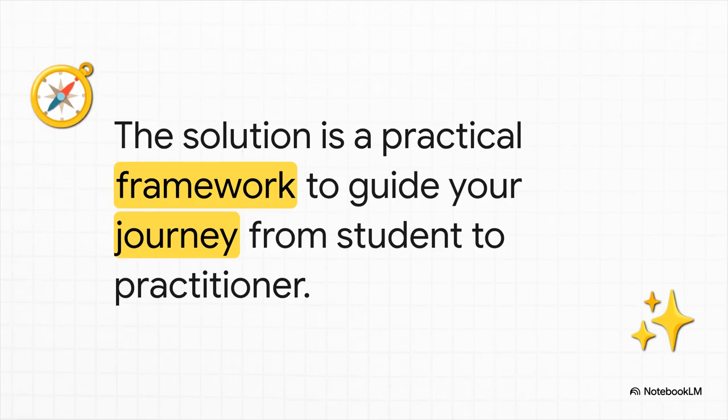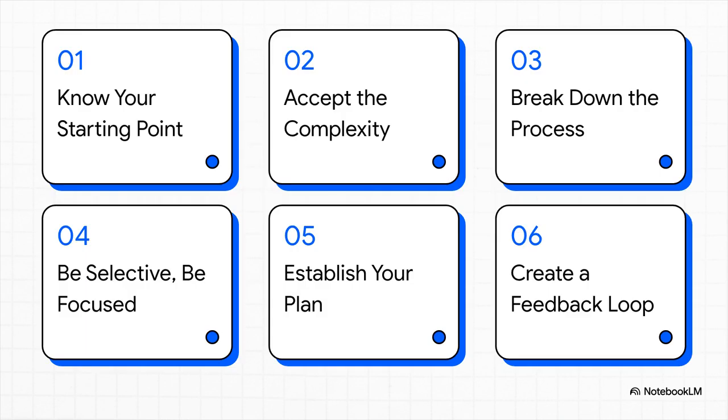So, don't think of this as just another study guide. Think of it as your personal development plan for really mastering the art and science of change management. To get there, we've got a 6-step roadmap. We'll start with knowing your starting point and accepting that this stuff is complex. Then we'll talk about breaking it down, staying focused, building a plan, and finally, creating a feedback loop so you know you're on the right track.